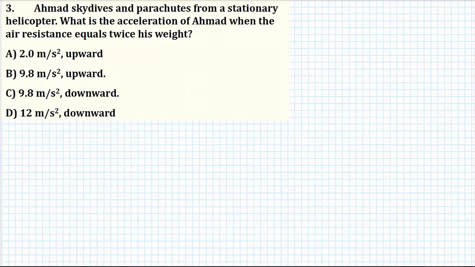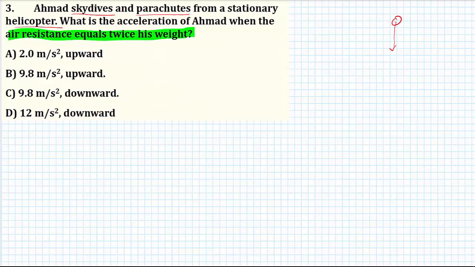So Ahmed skydives, like he falls in the air, and parachutes from a stationary helicopter. So Ahmed moves with a parachute in the air. What's the acceleration of Ahmed when the air resistance equals twice the weight? So the forces affecting Ahmed are his weight, which is downward, and air resistance, which is upward. He mentions here that the air resistance equals twice the weight.